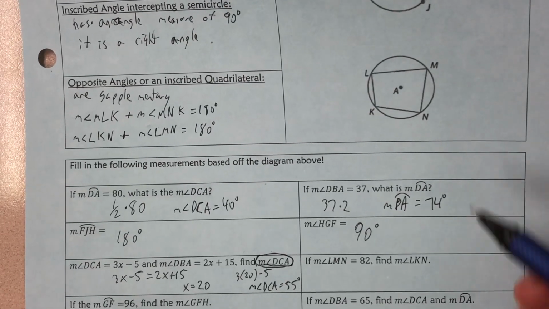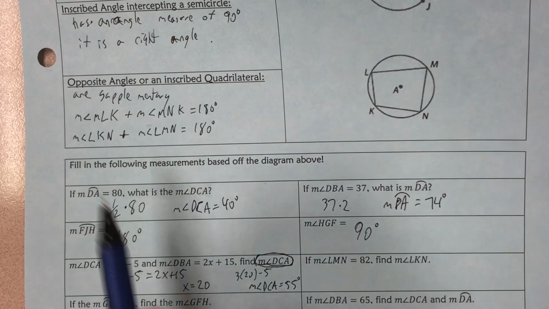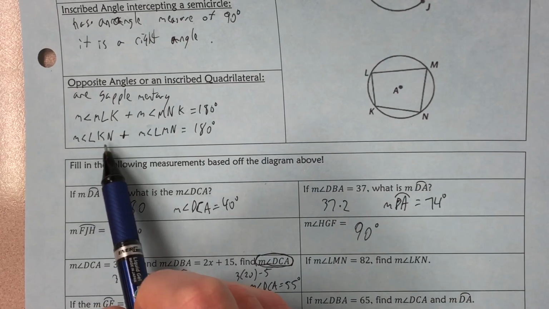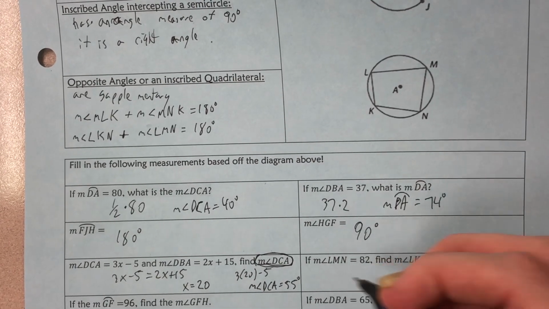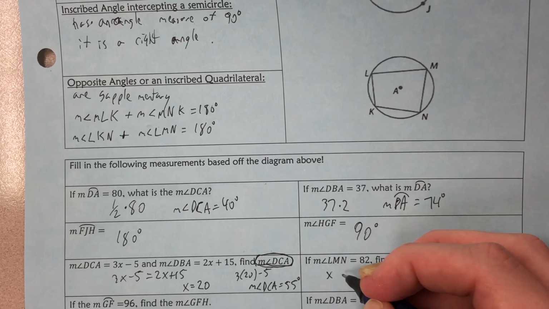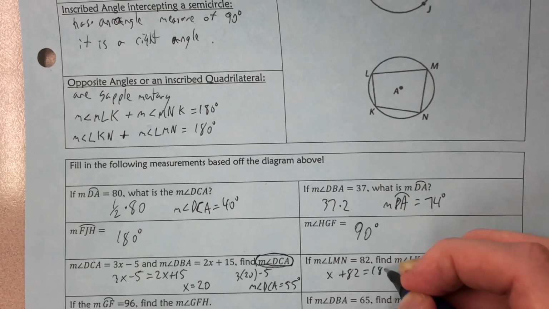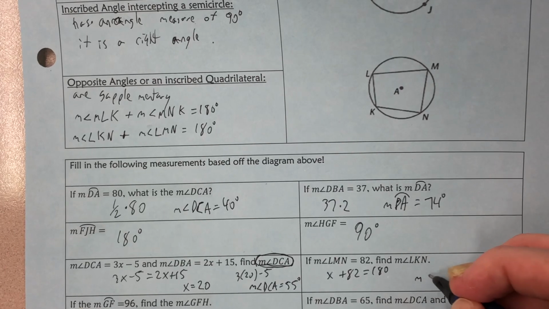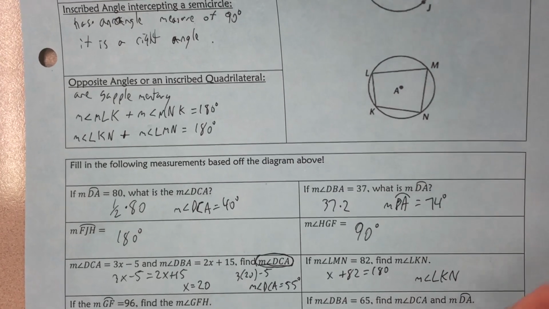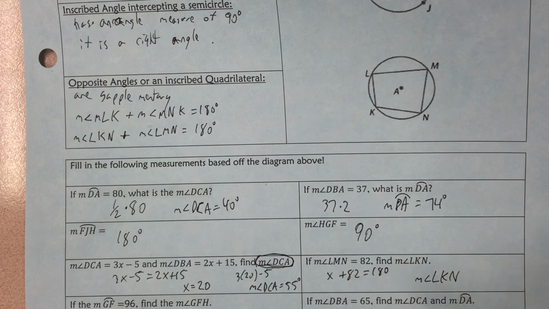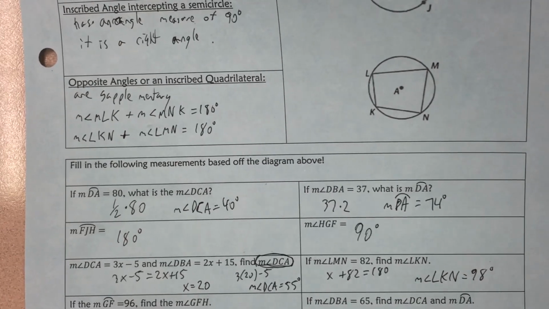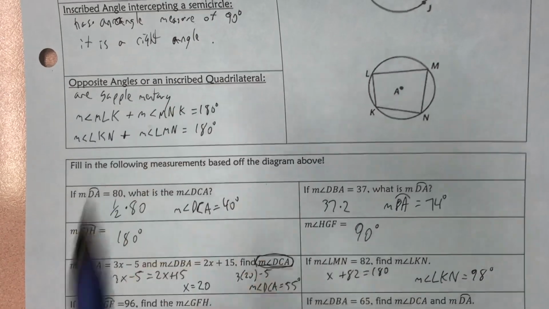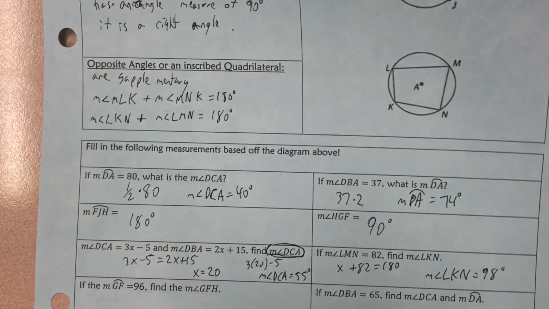Our next problem is referring to this last picture here. So using what we have here, we have the measure of LKN plus the measure of LMN. We know these two have to be supplementary, so we can say x plus 82 equals 180. So the measure of angle LKN would have to be 180 minus 82, which in this case is equal to 98 degrees because they have to be supplementary, because they're opposite angles in an inscribed quadrilateral.